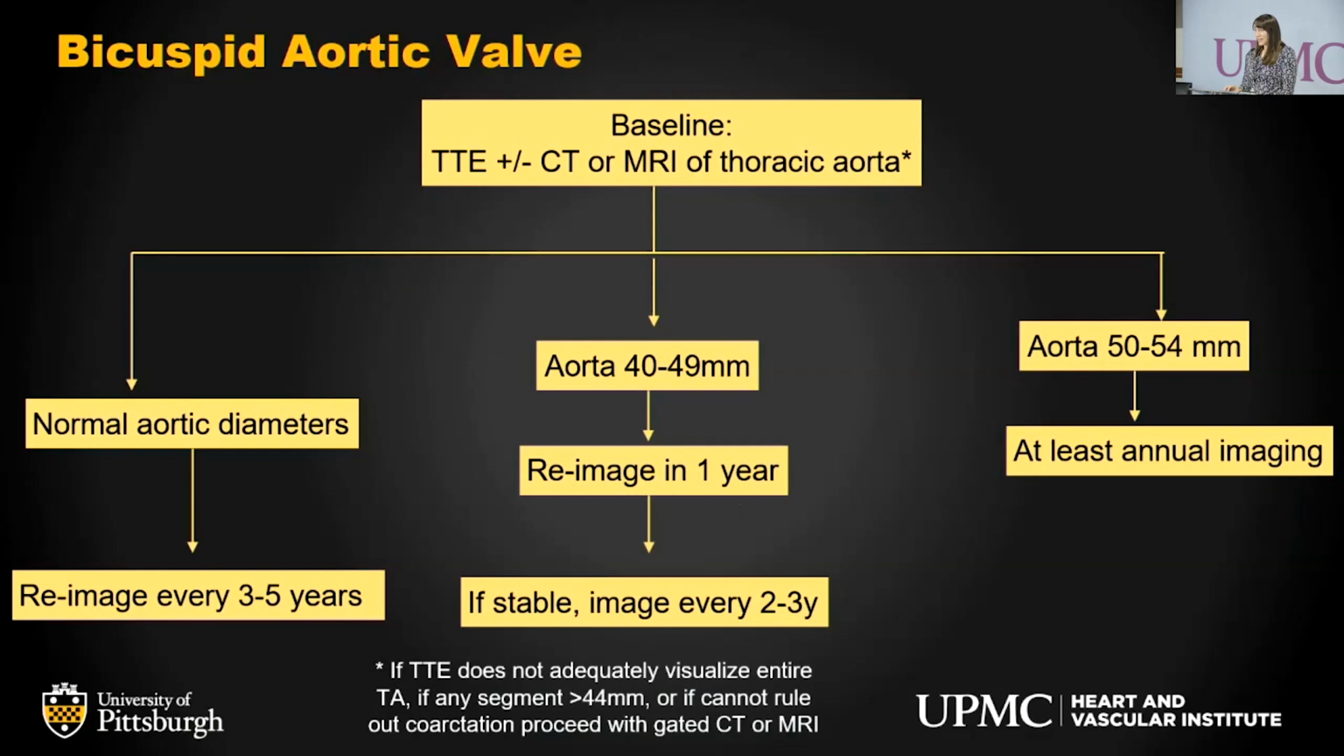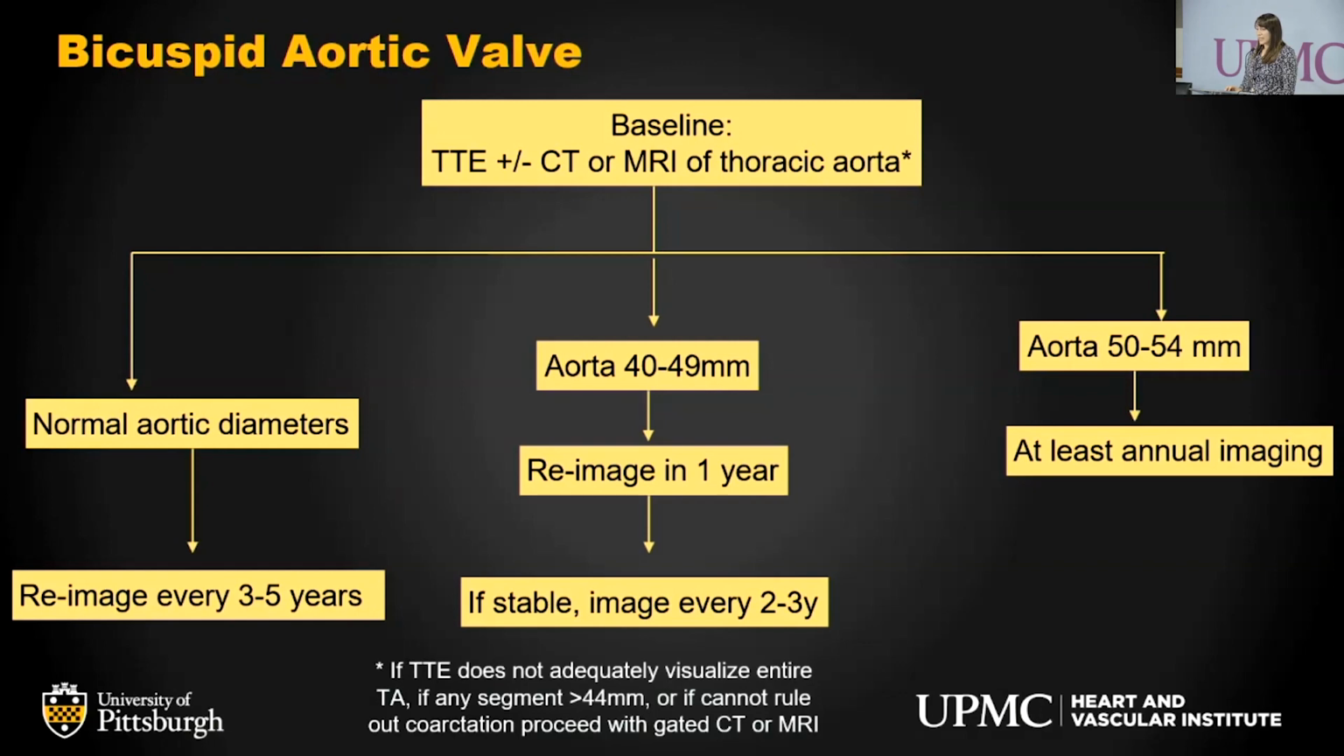So again, starting out, you want to start with an echo. The guidelines say if you can see the entire course of the aorta, so root, ascending, arch, descending, on the echo, that is adequate. I will say I rarely get an adult echo where I feel like we've comfortably seen all of those portions of the aorta on just echo alone. So if you don't see all those portions, you should get a CT or MRI of the thoracic aorta at time of evaluation as well.